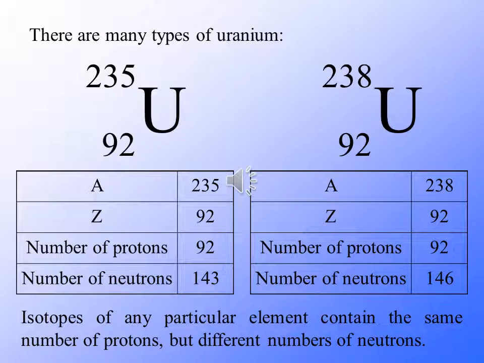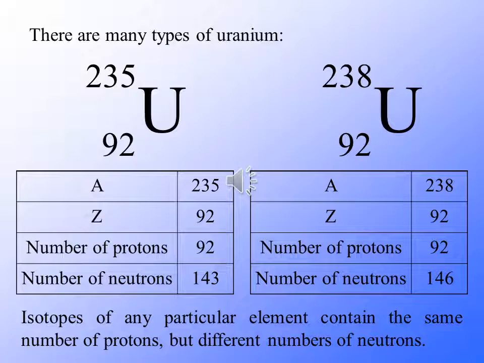From the example, we said A represents the mass number. In this case, the first uranium has a mass number of 235 and the second uranium has a mass number of 238. Z, which represents the number of protons, is a subscript. The first uranium has 92 and the second uranium has 92. So the number of protons in both uraniums is the same. Both have 92 protons.